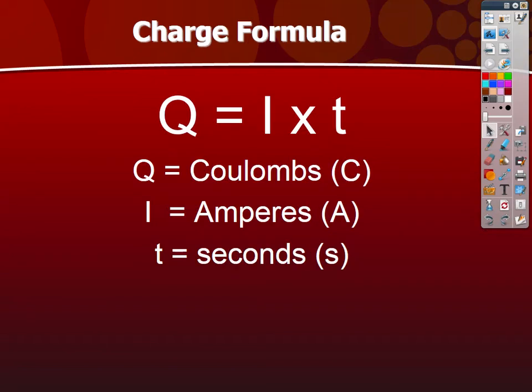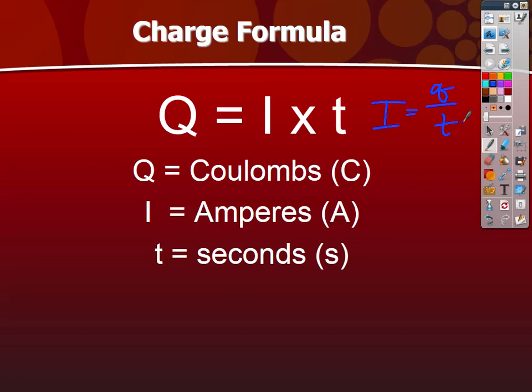We have the charge formula. On the AP formula sheet, it's written this way: I equals Q over T. Again, that can be capital Q. This just shows you that current is the rate at which charge is passing. Just remember, T is in seconds.